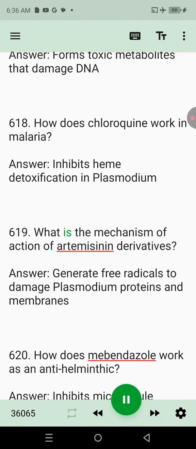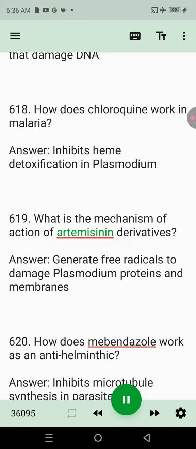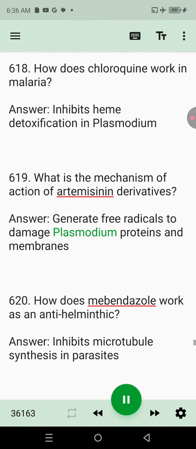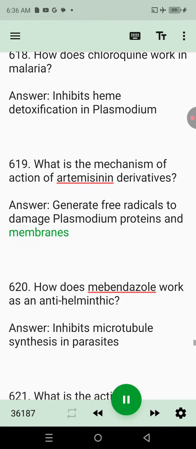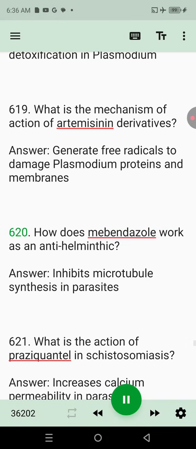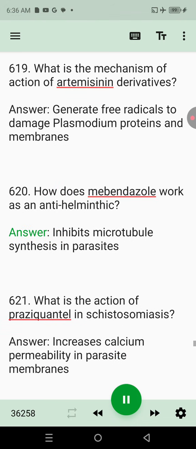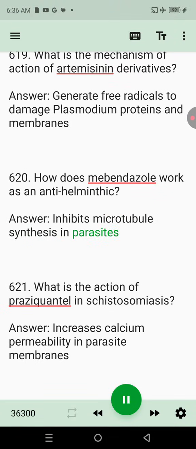619. What is the mechanism of action of artemisinin derivatives? Answer. Generate free radicals to damage Plasmodium proteins and membranes. 620. How does mebendazole work as an antihelminthic? Answer. Inhibits microtubule synthesis in parasites.